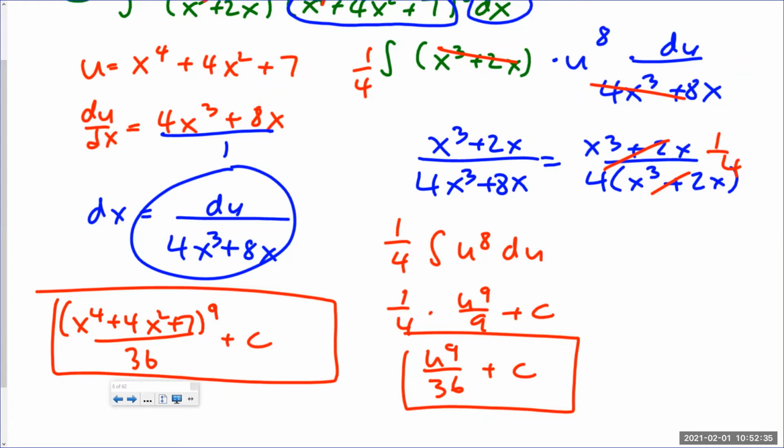I don't know if you've noticed, but on your test, I'm not going to put any back substitution problem, okay? Everything else is fair game. I took out the back substitution, so no back substitution.